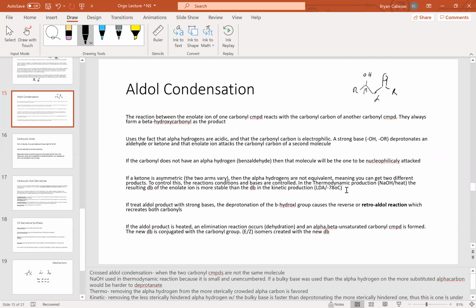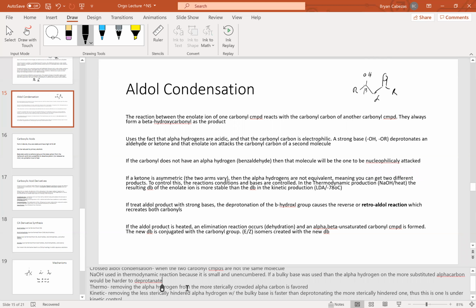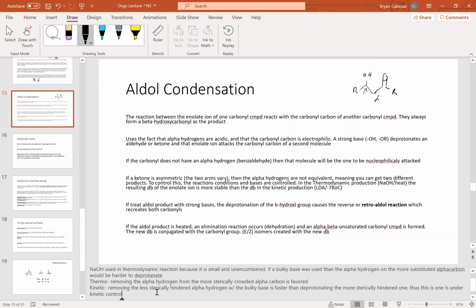Okay, so what would these conditions do, right? For the thermal, the removing of the alpha hydrogen from the more sterically crowded alpha carbon is favored, so the more substituted double bond. And for the kinetic, removing the less sterically hindered alpha hydrogen with the bulky base is faster than deprotonating the sterically hindered one. Thus, this is the one that's under kinetic control.